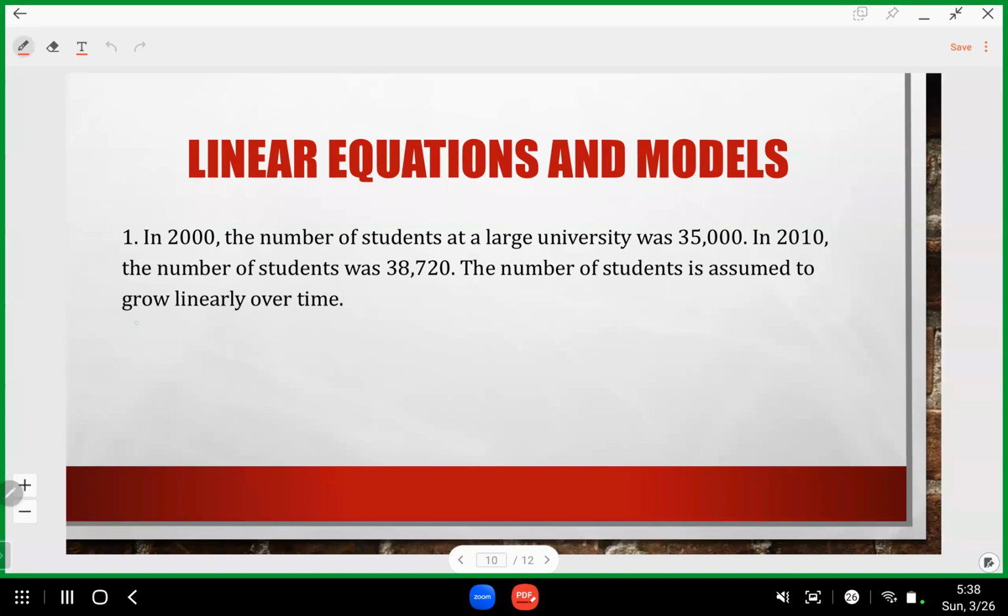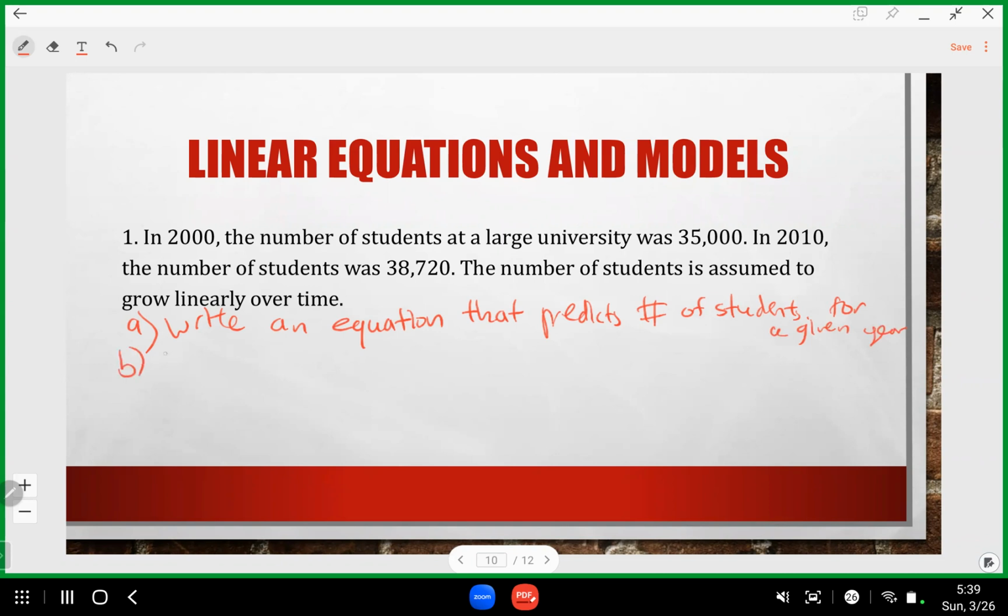So let me give you A, which is write an equation that predicts the number of students for a given year. B is to interpret the slope. And interpreting the slope is where a lot of students get mixed up, so I want you guys to have a try at that.